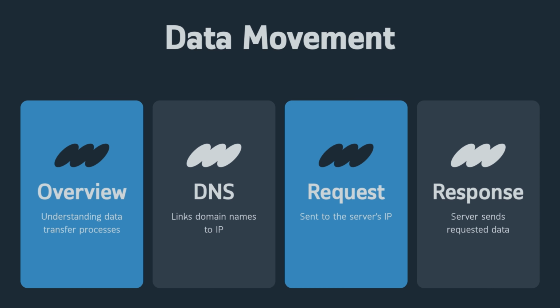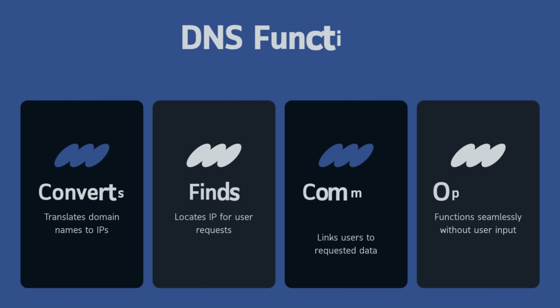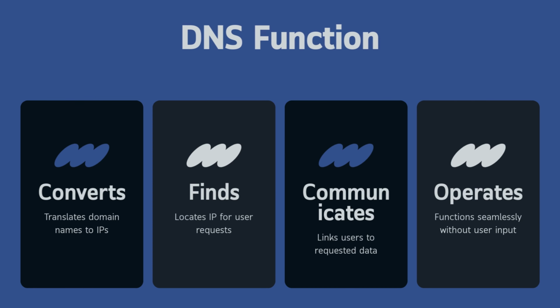And when you type a website name, your device sends a request and the website server sends the data back to your device. This is how the data moves over the network. DNS functions. DNS, or domain name system, is like the internet's phone book. Instead of remembering numbers, we use names like google.com and DNS finds the correct IP address behind the scenes.